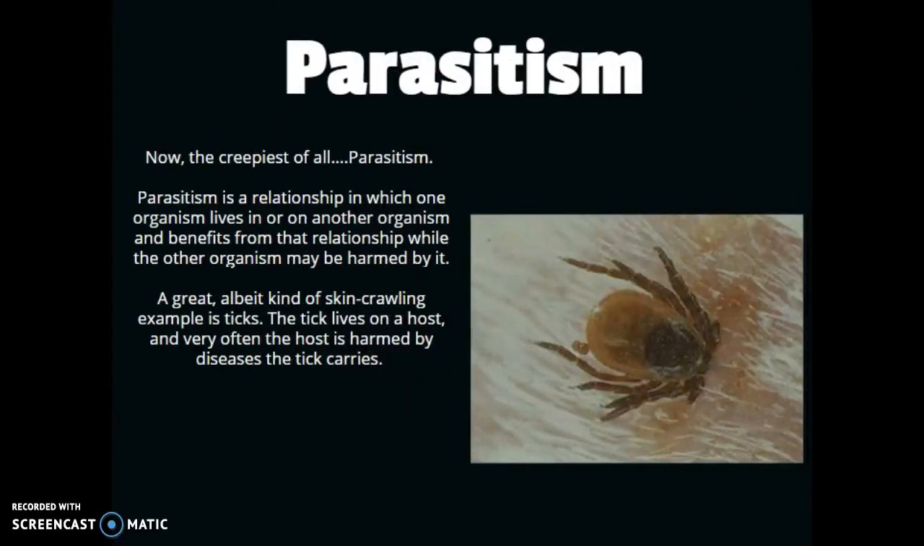All right, here's the one that everybody gets kind of creeped out about. Don't blame them, because parasitism. Parasitism is a relationship where an organism either lives in, gross, or on, still gross, another organism and benefits from that relationship. Like this tick is getting blood from whatever this magnified portion is. That's still bad, though. But it can harm the organism that it is living on, the host.